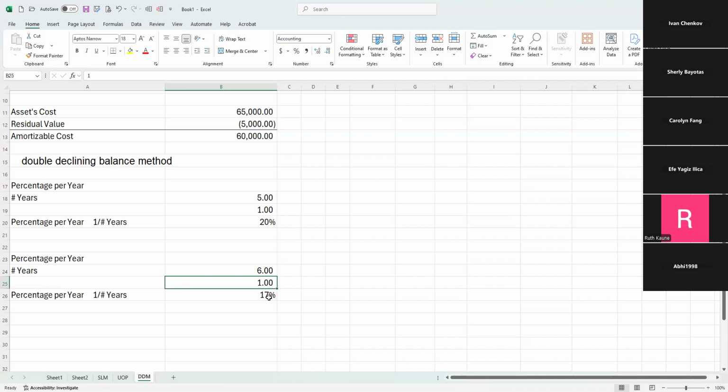The actual number is gonna be 16.666667. But if I use it for 8 years, it will be 12.5. What if I use the asset 10 years? 10%. What if I use the asset 20 years? 5% per year.